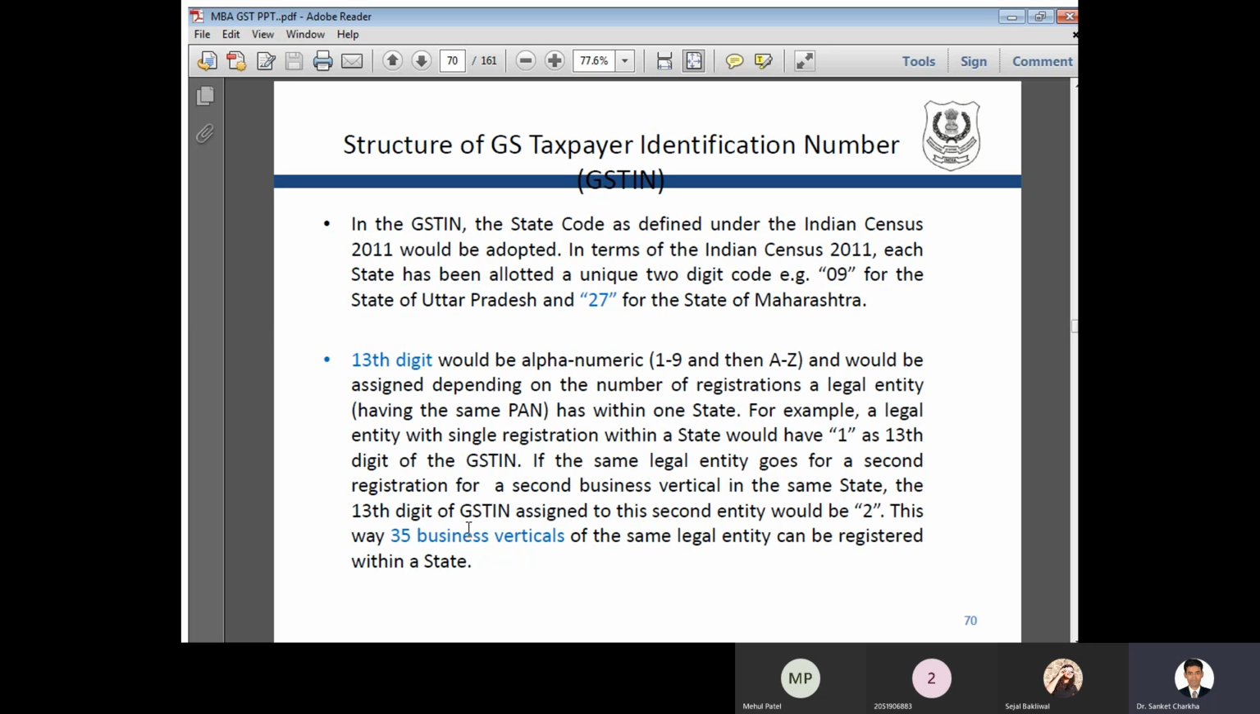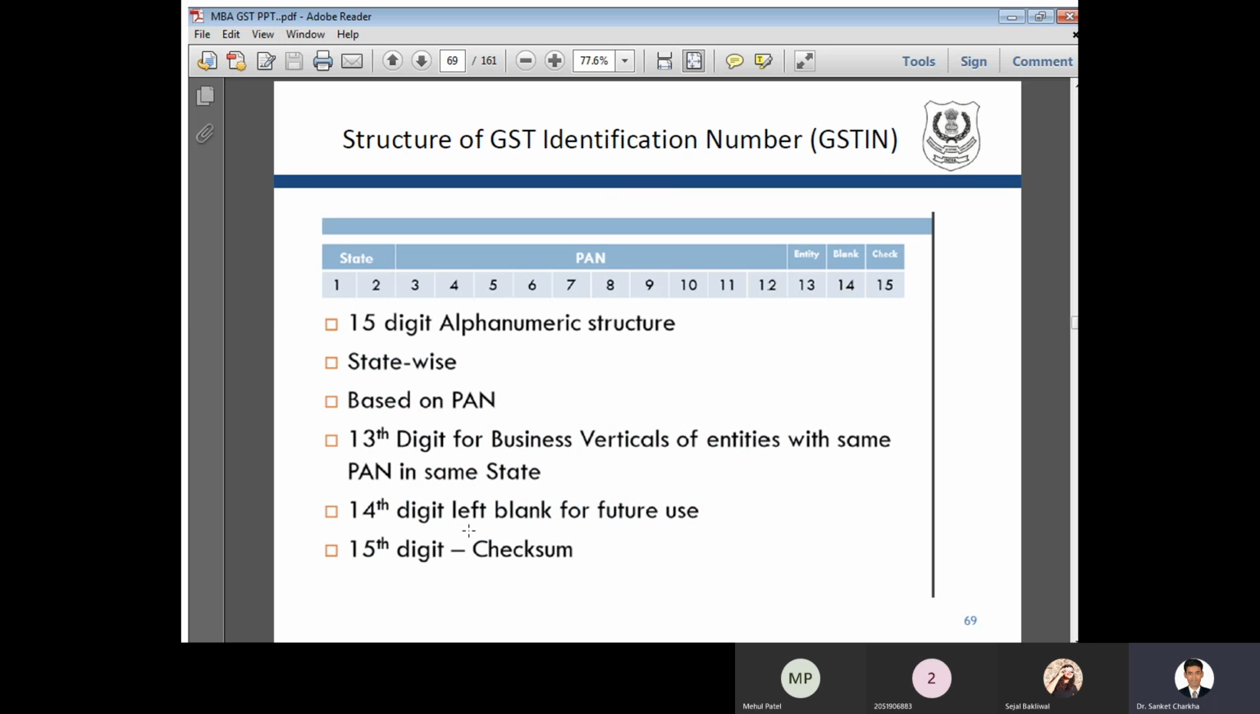In the GST, the state code as defined under the Indian Census 2011 will be adopted. In terms of Indian Census 2011, each state has been allotted a unique 2-digit code, for example 09 for the state of Uttar Pradesh and 27 for the state of Maharashtra. Each state will have its respective code. So in this example, if your business is registered in Uttar Pradesh, it will be 09. If your business is in the state of Maharashtra, it will be 27.